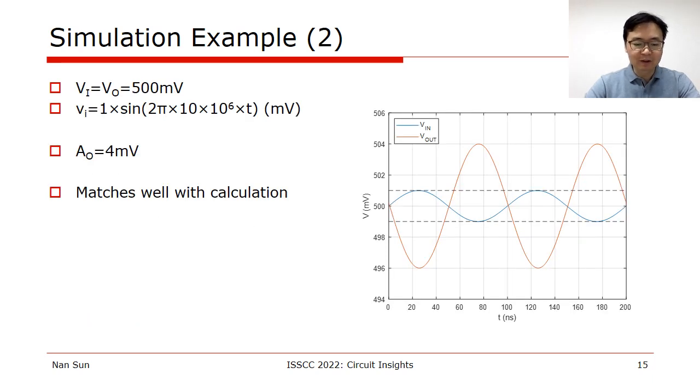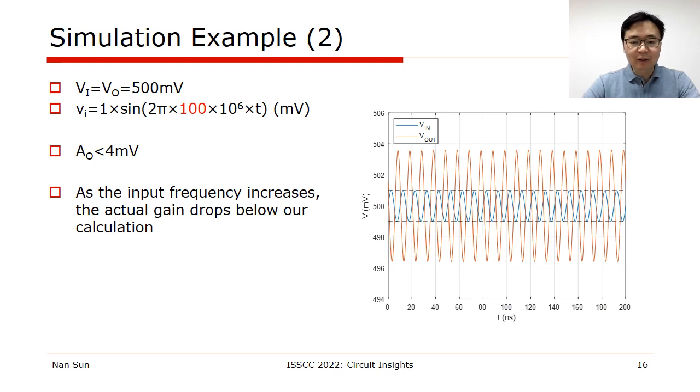So now let's bias the input and output node at 500 millivolts, and we introduce a small AC signal at the input, which is in blue, and the AC signal is of 1 millivolt amplitude and frequency of 10 megahertz. And the output signal, which is the orange line, is amplified but with a 180-degree phase difference, and its magnitude gets amplified by 4 times. And this matches pretty well with our expectation.